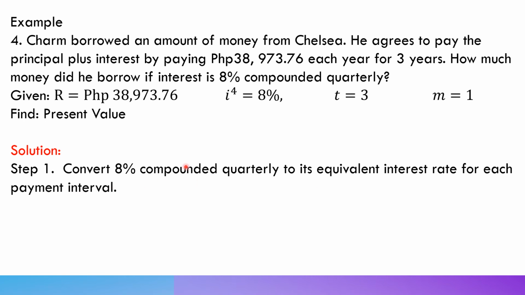Remember, we are looking for the present value, not the future value. But the process is just the same. We first convert 8%, which is compounded quarterly, and the payment is yearly. So let us convert it first. We have this: F sub 1 is equal to F sub 2.